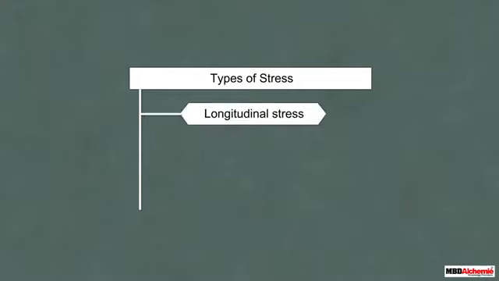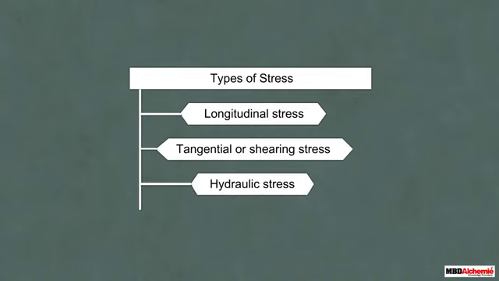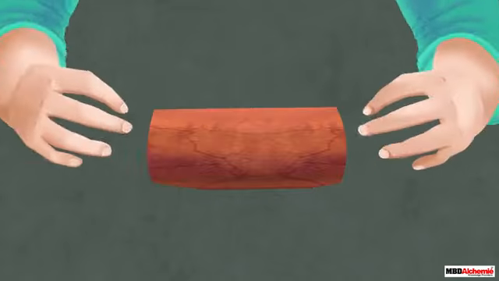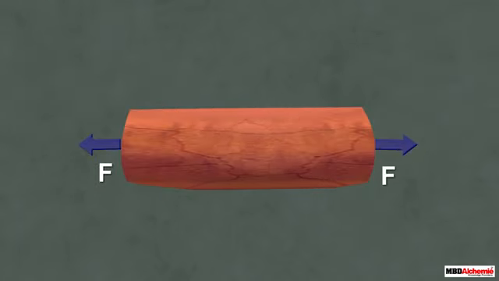Stress can be classified into three types, that is longitudinal stress, tangential or shearing stress, and hydraulic stress. Let's understand them in detail. Let us do an activity to understand the longitudinal stress. Take a cylinder made up of clay and stretch it from its two ends so that the applied forces are normal to its cross-sectional area.